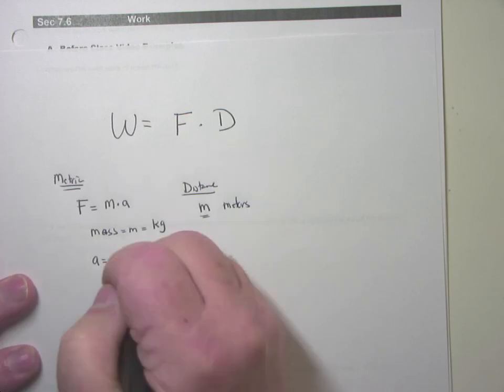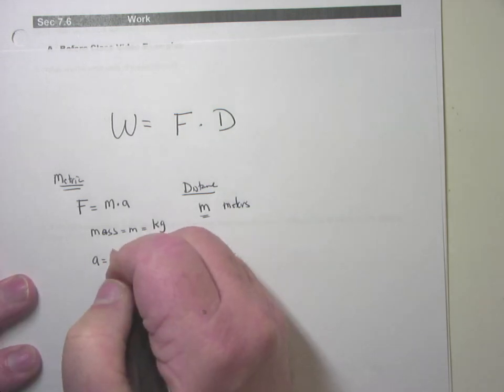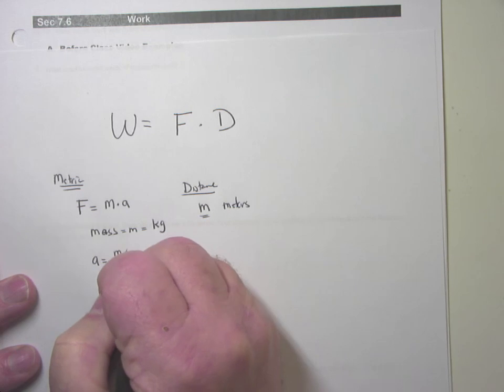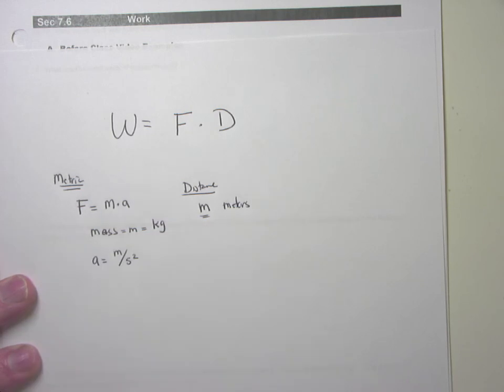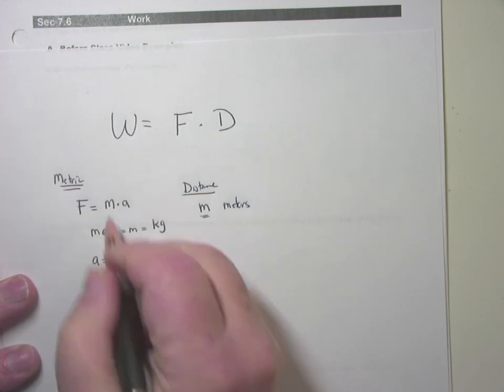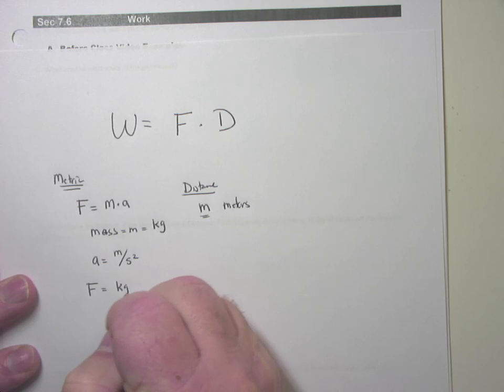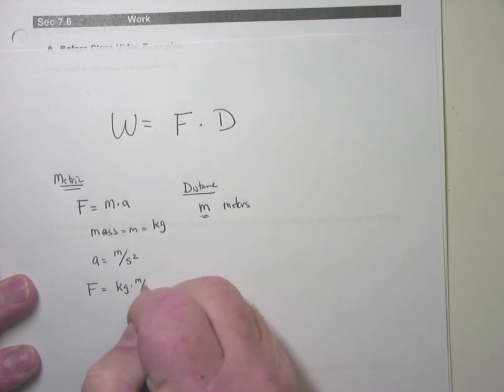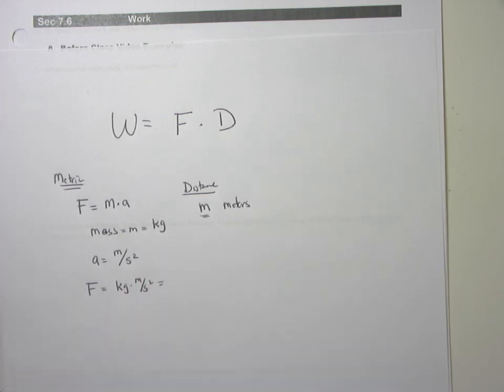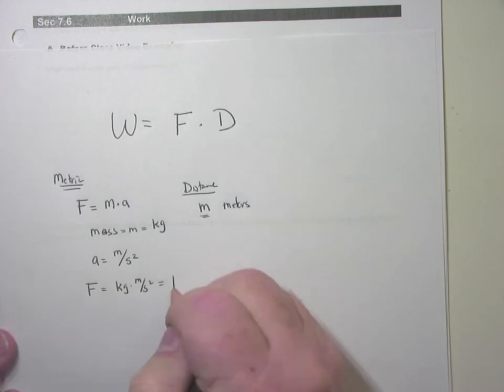Acceleration is the second derivative of position. That is going to be meters per second squared. So, force, when you put in your units, is going to be a kilogram times meter per second squared. Well, that's just too much stuff there. So the famous kilogram meter per second squared in the metric system is also known as a Newton. You with me?